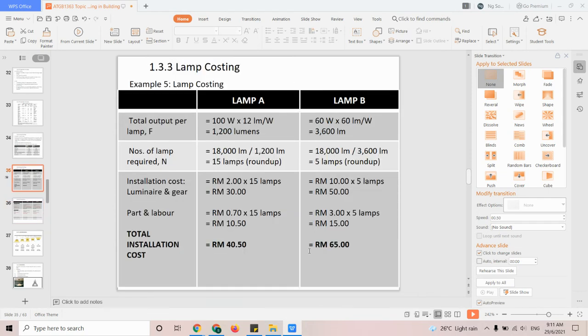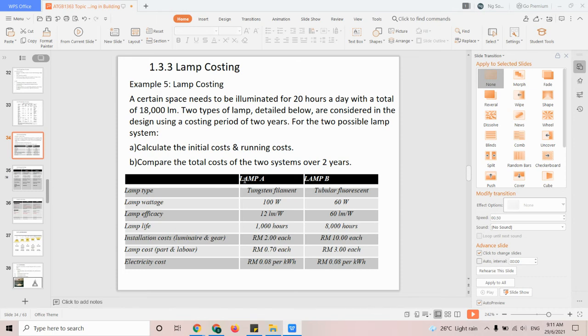So if you look at it overall, you notice that initially, lamp B costs more to install. Lamp A is only 40 ringgit, and lamp B is 65 ringgit. But do notice that the number of lamps required for the space is only 5. So lamp B actually has a higher initial cost as opposed to lamp A. So hopefully you still remember lamp A is tungsten filament and lamp B is the fluorescent.